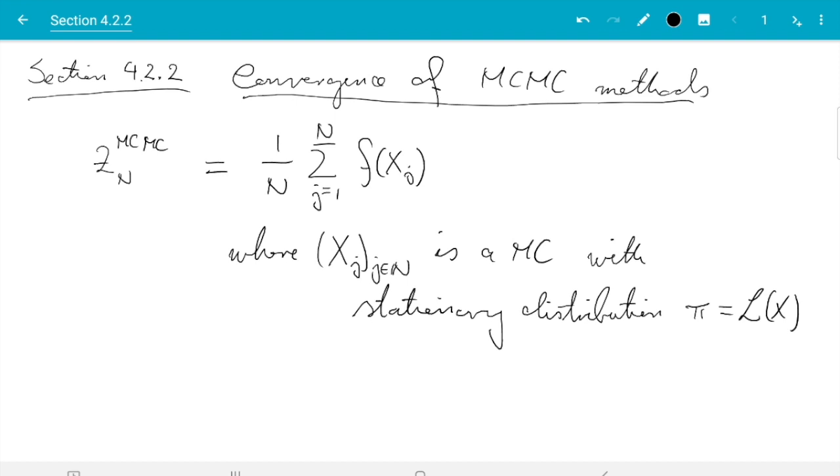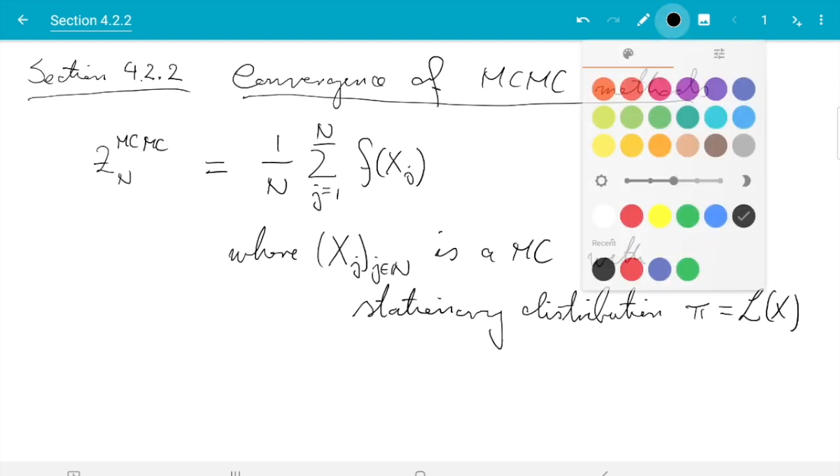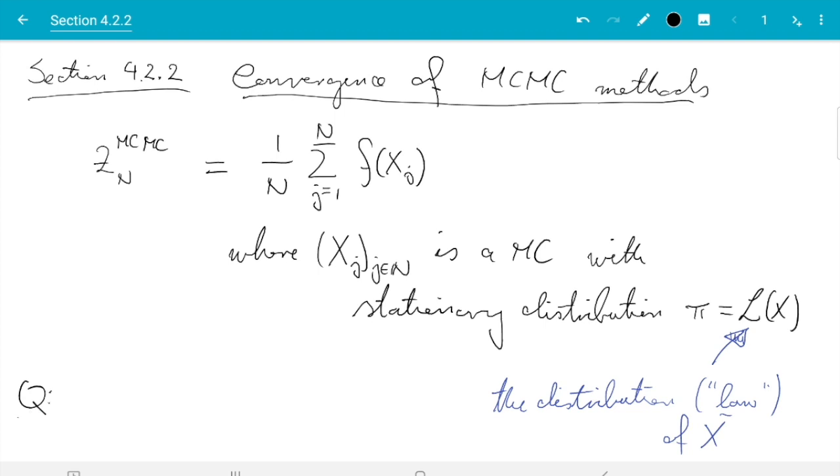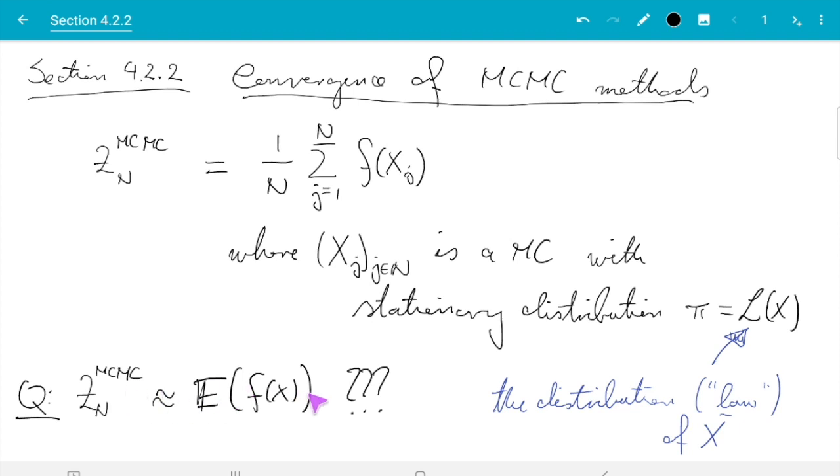In the last section we spent time discussing how we get such a Markov chain. So xj will be produced by the Metropolis-Hastings algorithm. For the Metropolis-Hastings algorithm, we need as input a target distribution, which is called pi there, and here we will use the distribution of x. The question is then, do we still have the property that the Markov chain Monte Carlo estimator is close to the expectation of f of x? That question is what we'll address in this series of videos, and it's the topic of section 4.2.